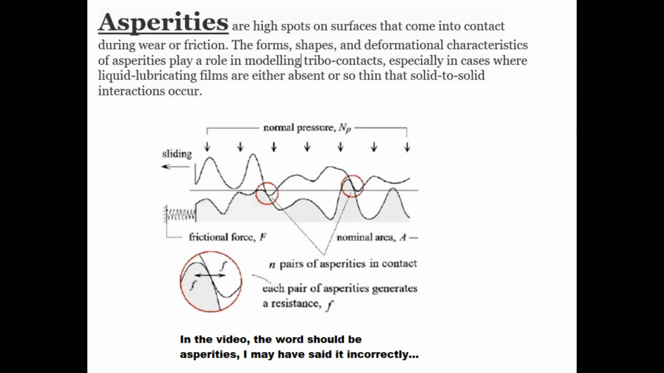The key word is asperities. These are like tiny mountains on objects. So what does it mean? These are high spots on surfaces that come in contact during friction or wear and tear. The forms, shapes and deformational characteristics of these asperities play a role in modeling tribo contacts.